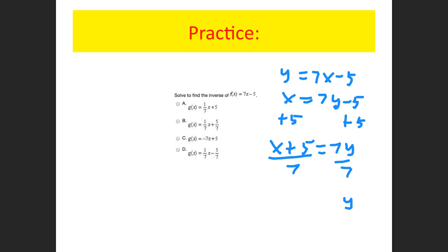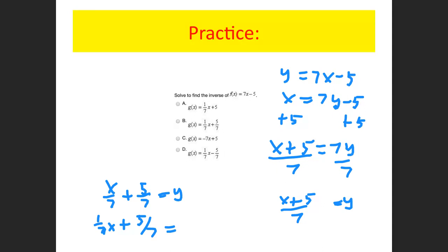Now, I look at the answers over there, and I don't see anything that looks like what I have. But realistically, the 7 goes to both terms. So I could write it as x over 7 plus 5/7 is equal to y. Do I have an answer that looks like that? And x over 7 really is 1/7 x. They're just rewriting it. So y equals 1/7 x plus 5/7. I think that one looks good right there. So that's my inverse function.